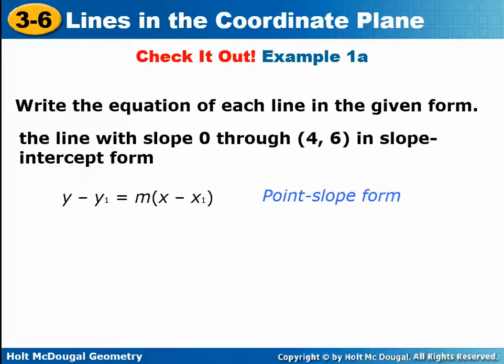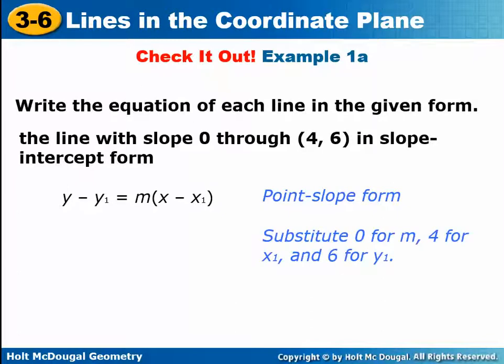So let's see if this makes sense. They're going to substitute 0 in for m, 4 for x sub 1, and 6 for y sub 1, and they get that. Now they're supposed to be writing this in slope-intercept form, so they can't do that until they actually simplify. 0 times anything is 0, so you don't really have to do the distributive property. And then you would add 6 to both sides, and you get y equals 6. That's in slope-intercept form. That is the equation of a horizontal line going through the y-axis at 6.